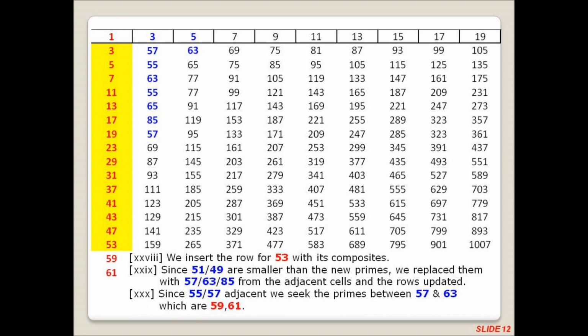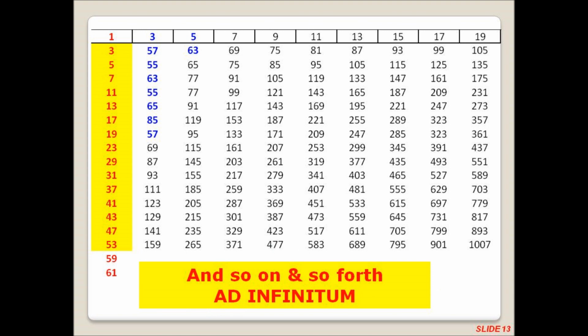We insert the row for 53 with its composites. Since 51 and 49 are smaller than the new primes, we replace them with 57, 63 and 85 from the adjacent cells and the rows updated. Since 55 and 57 are adjacent, we seek the primes between 57 and 63, which are 59 and 61. And so on and so forth ad infinitum.